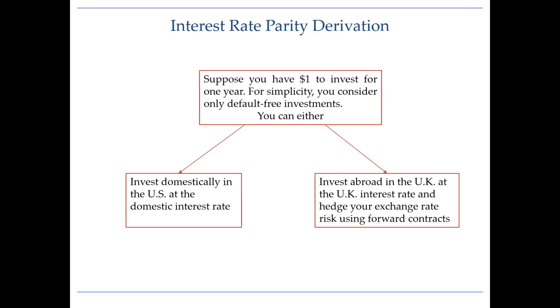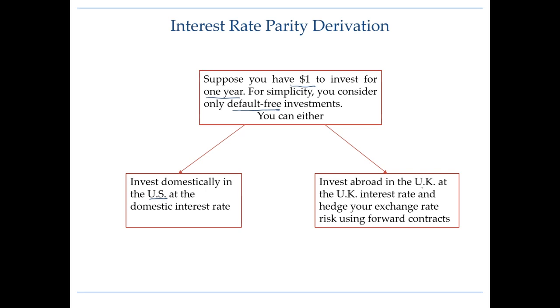So to derive this, we're simply going to assume that you have $1 to invest for 1 year. And again, for simplicity, we're going to assume that we are considering only default-free investments. So this way you do not have to worry about default risk. And you can either invest in the US at the domestic interest rate, or you can invest abroad. In our case, we're using UK as the example.